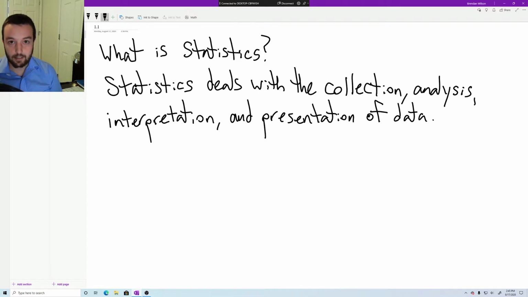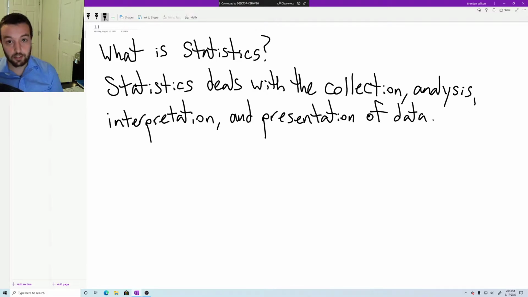The analysis of data, right? So, okay, now we have the data. So what do we do with it? What is important? What is not so important? Okay, that kind of stuff. And then very closely related to that is interpretation. Okay, now we have the data, we know what's important, we know what this data is saying. What conclusions can we draw based on this?